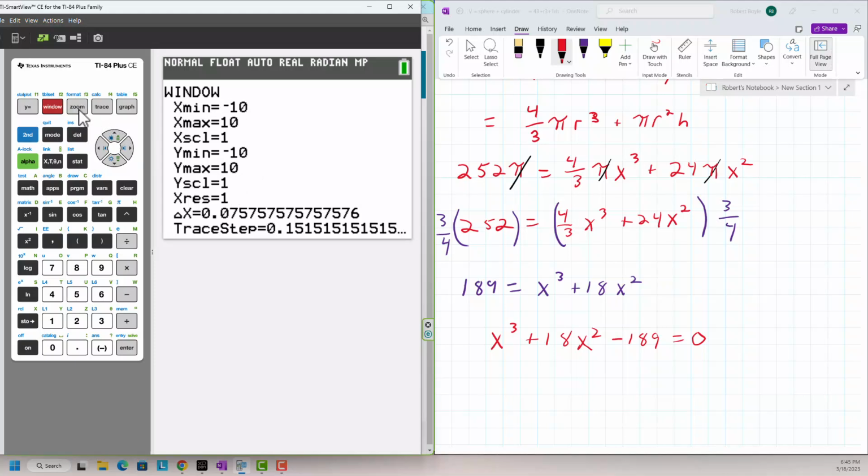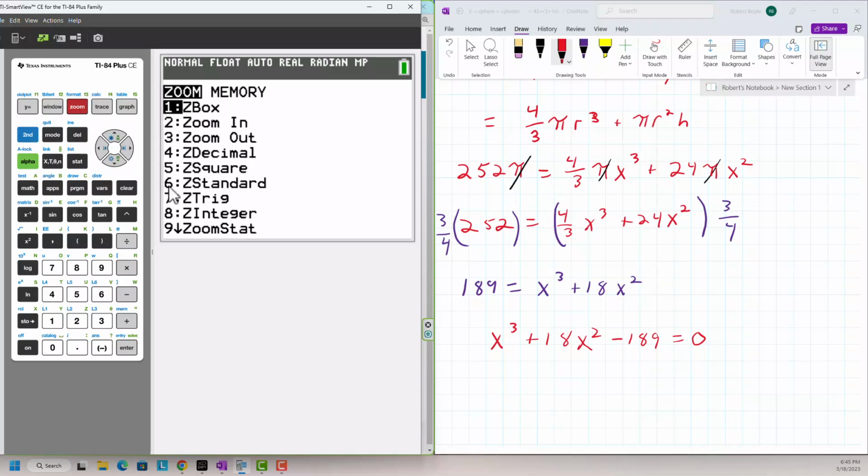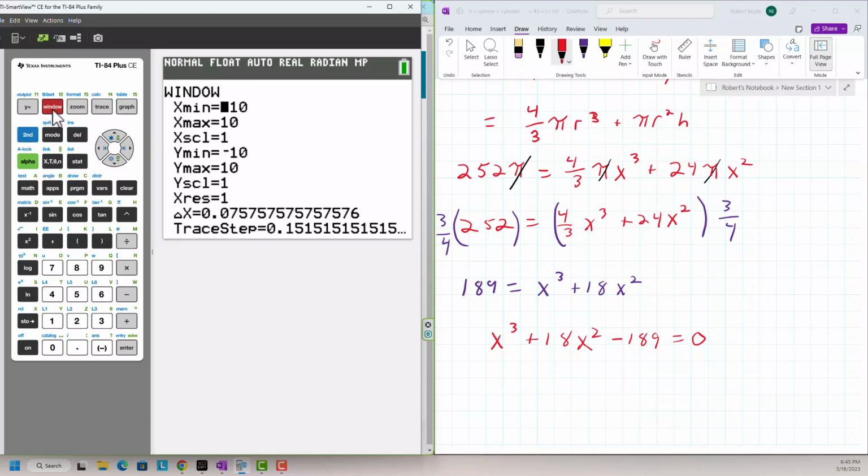If it's not that, what you can do is you can click zoom. ZStandard will plot the curve in the standard window. Okay, but we're in our standard window. We don't have to do that. We're just going to go to graph.